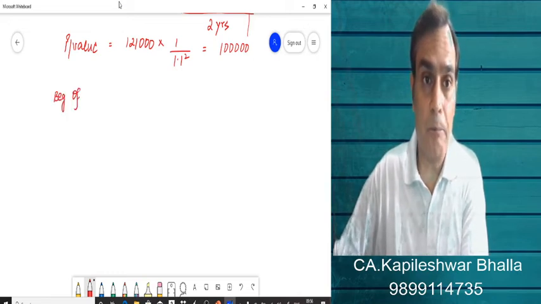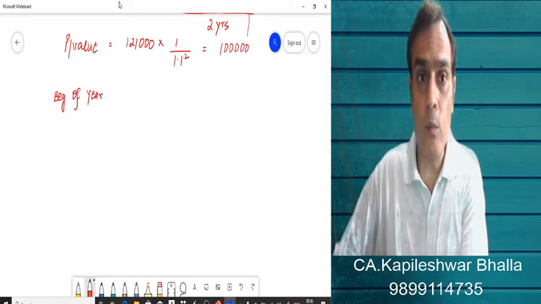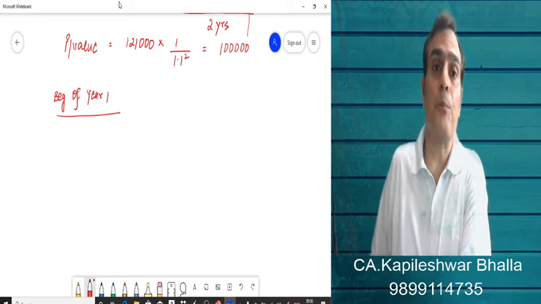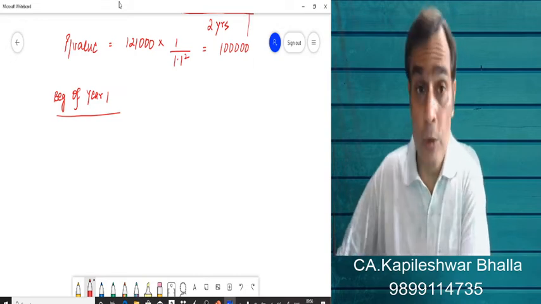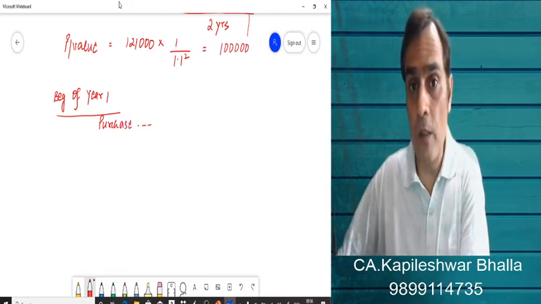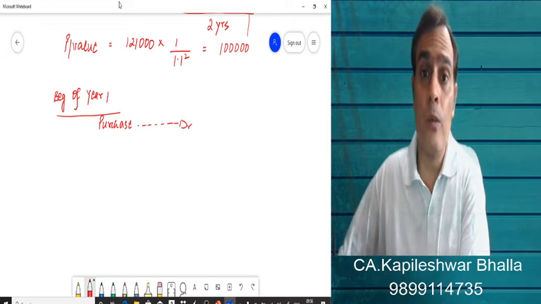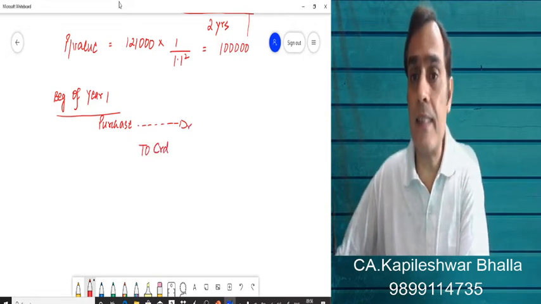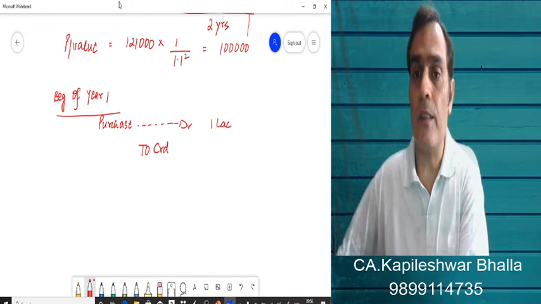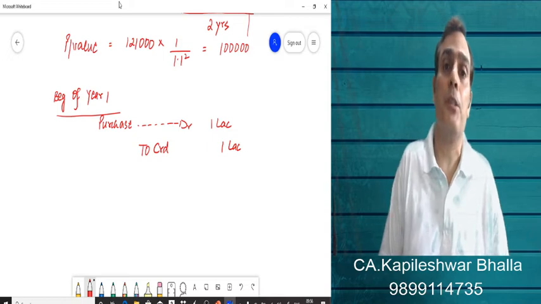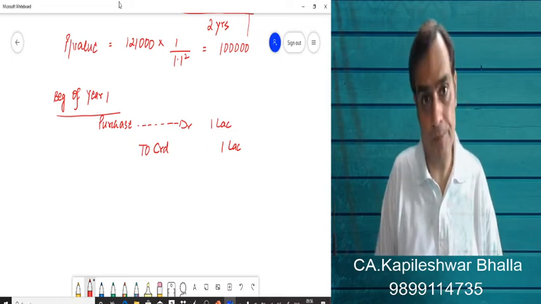I'm sitting at the beginning of year one. So let's see what entry we are going to do at the 0 point of time, that's beginning of year one. So you would pass an entry: purchase account debit. And since we've not paid any amount of cash, we can easily create a creditors. And this entry is going to be done with 1 lakh rupees, which I would have paid if I had purchased on normal credit terms.